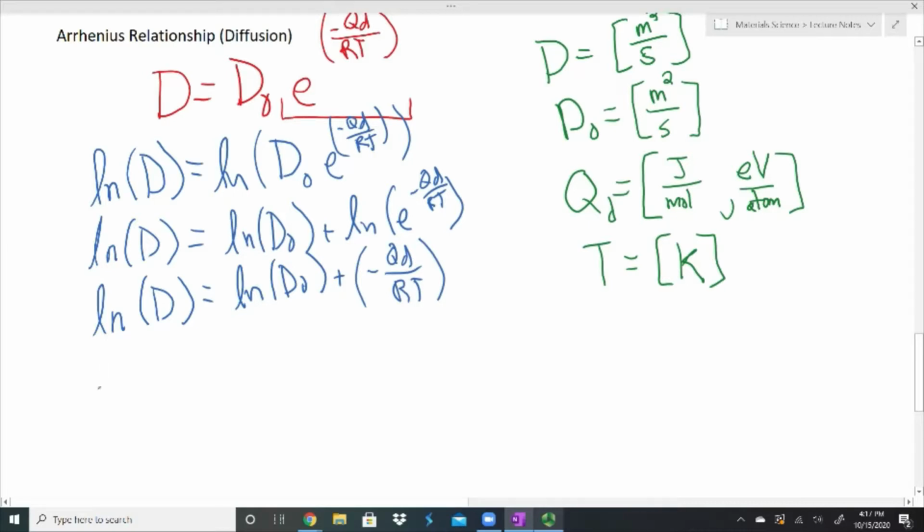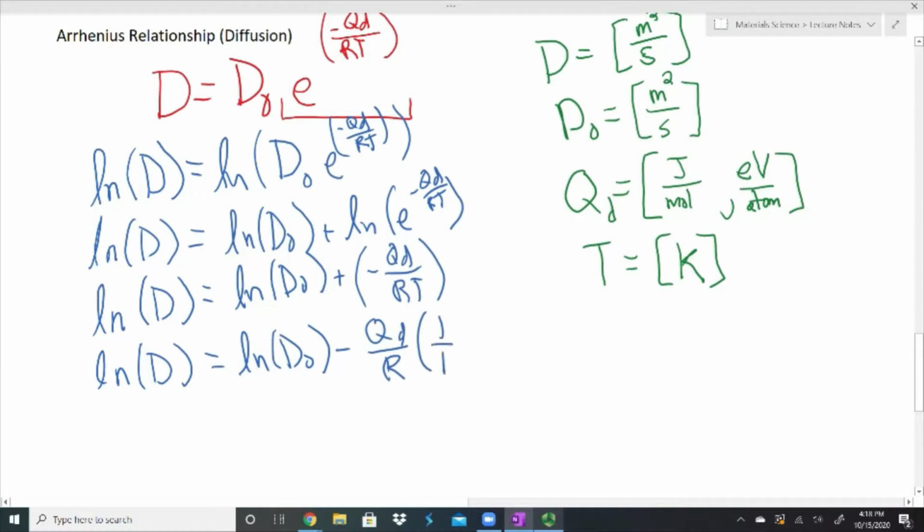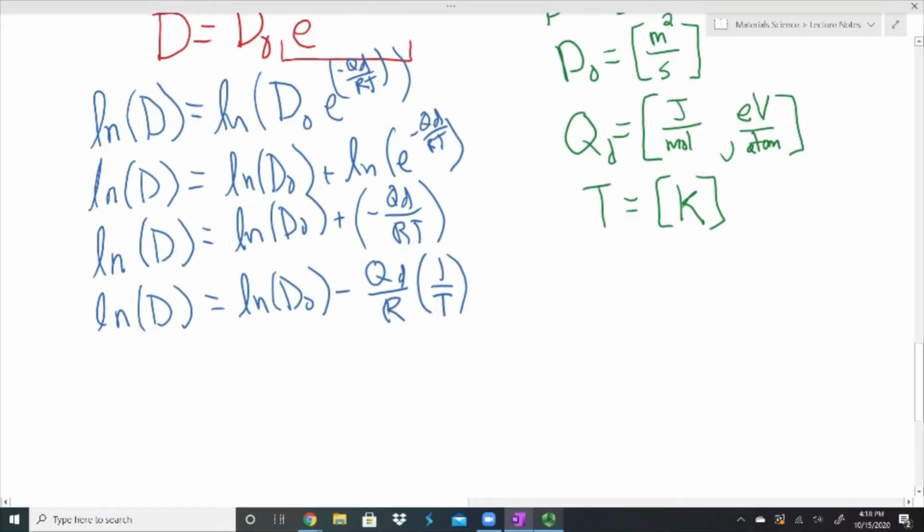I'm going to rearrange and pull out, I'll go ahead and pull the negative sign out too. So I have the negative sign here. I'm going to end up with QD over R, and I'm going to multiply this by 1 over T. That's going to be my independent variable.